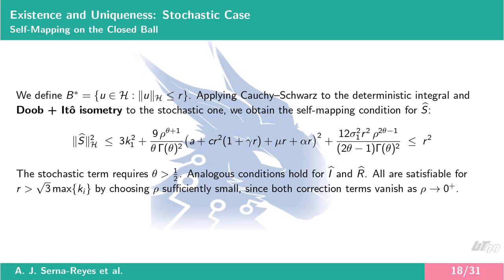It has three contributions: the initial condition, the deterministic integral controlled by Cauchy-Schwarz, and the stochastic integral controlled by Doob's inequality and the Ito isometry. The condition theta greater than a half is required to keep the stochastic term finite. Analogous conditions hold for the other two components, and all are satisfiable by choosing rho sufficiently small.